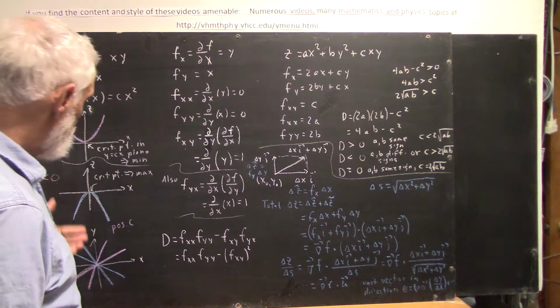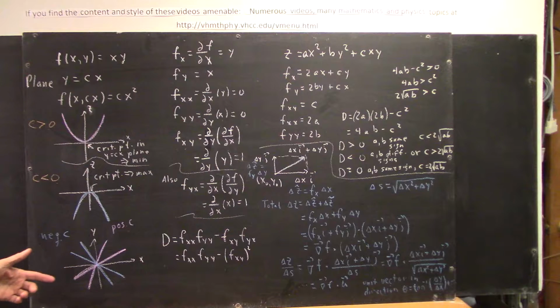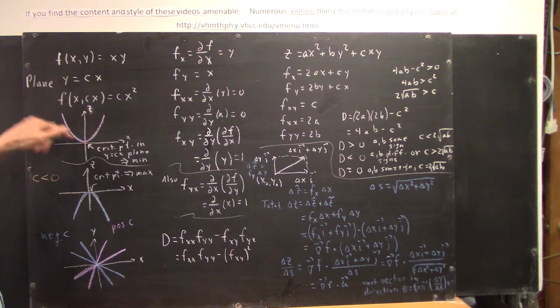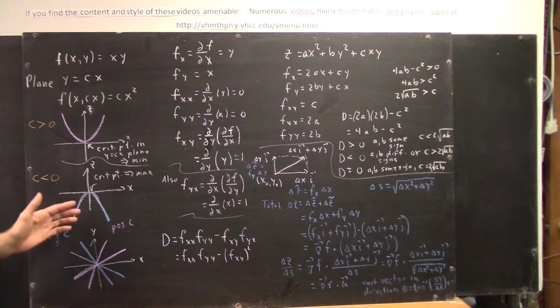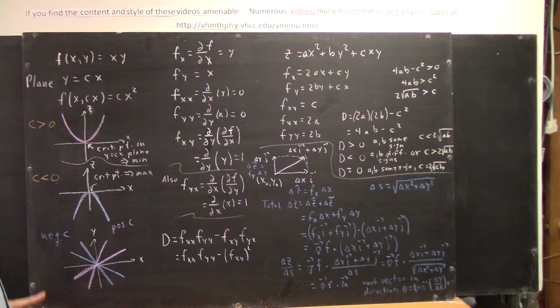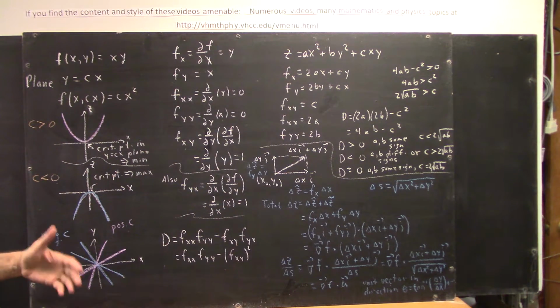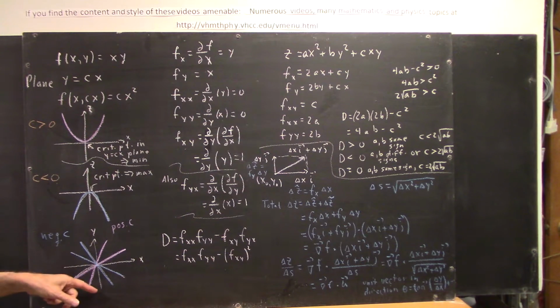Okay, well, this is an example of a function for which, if you look at it in certain directions, it appears to open upward, but if you look at it in other directions, it opens downward. The critical point in the three-dimensional graph is going to be a saddle point.